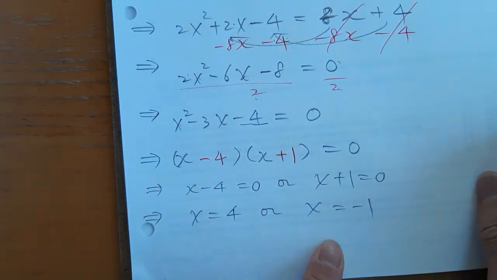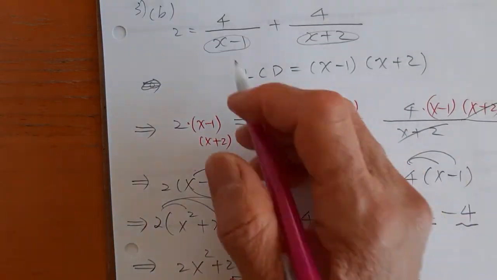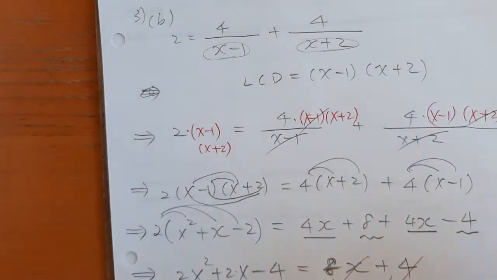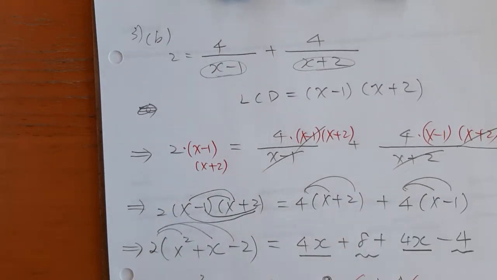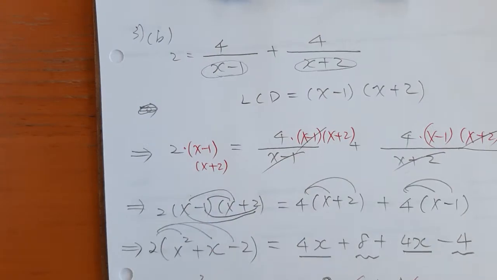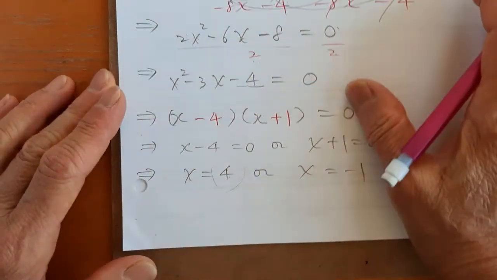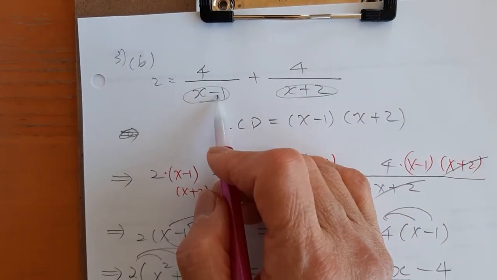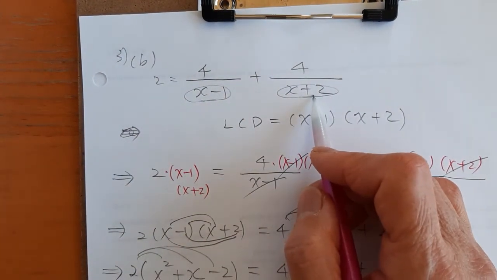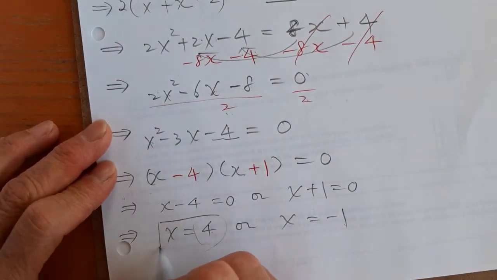When you get the solution, you always have to check the denominator in the original equation. We got two solutions, 4 and negative 1. So x equals 4, put into the denominator: 4 minus 1 is 3, 4 plus 2 is 6, non-zero. So x equals 4 is a solution.